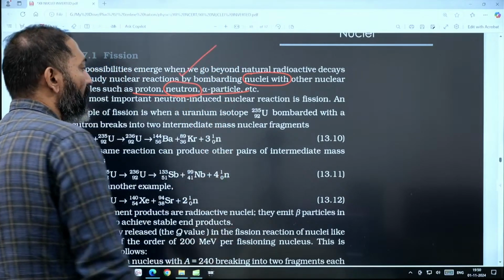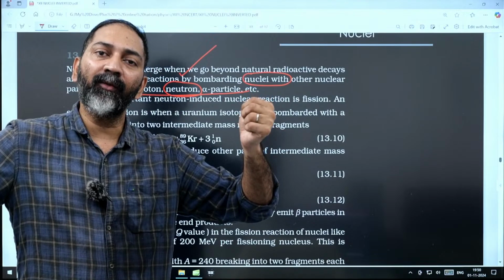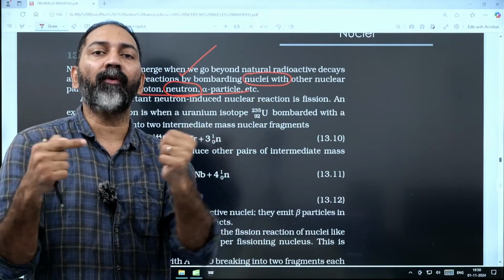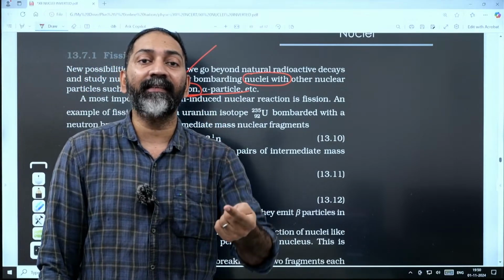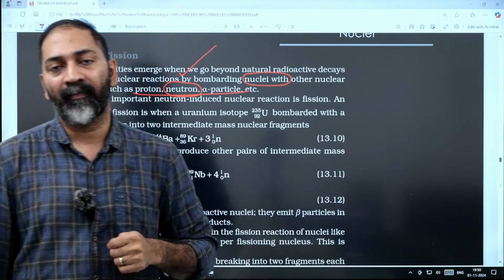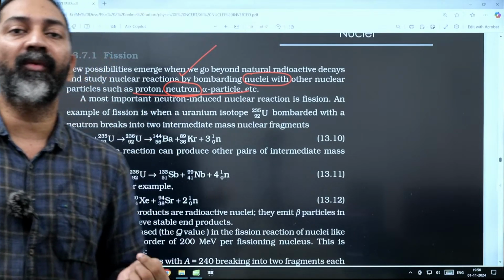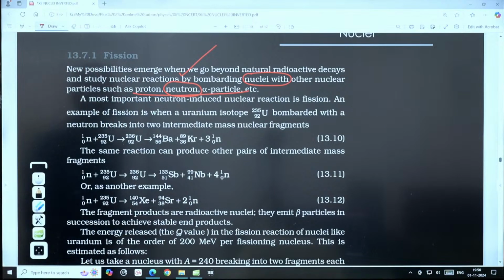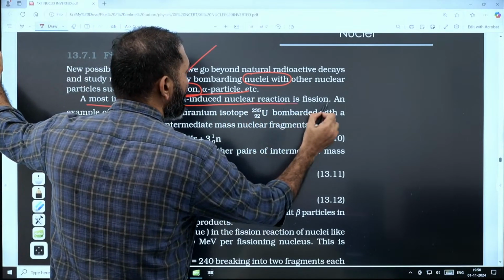Why? Because uranium nuclei contain protons. If I use a proton to start a nuclear reaction, there will be proton-proton Coulombic repulsion, so I have to spend extra energy to overcome it. But what is the advantage of using a neutron? Neutron is neutral, so there is no repulsion and we can easily conduct the reaction. The most important neutron-induced nuclear reaction is fission.